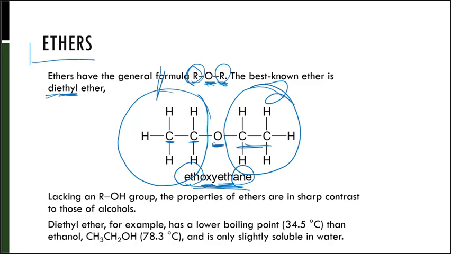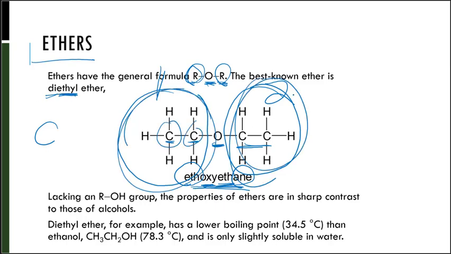We know a methyl group is a single carbon branch, so an ethyl group is a double carbon branch, so there's 2 of them, so diethyl, and it is an ether because it has the format of a carbon group and then an O and then a carbon group. It does not have a carbon group with an OH on it. So the properties of ethers are very different than those of alcohols. Ethers tend to have lower boiling points than alcohols, and they are only slightly soluble in water.